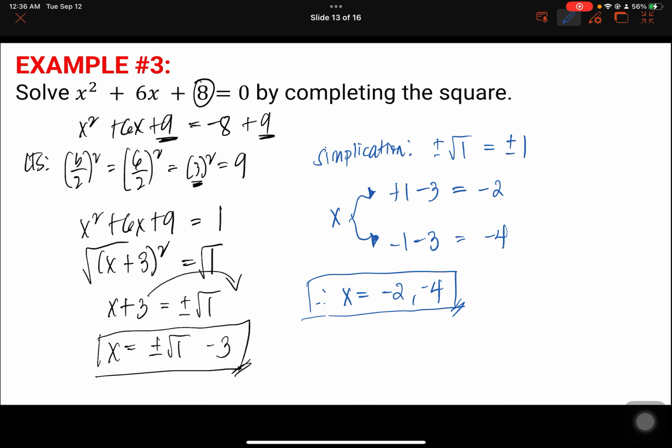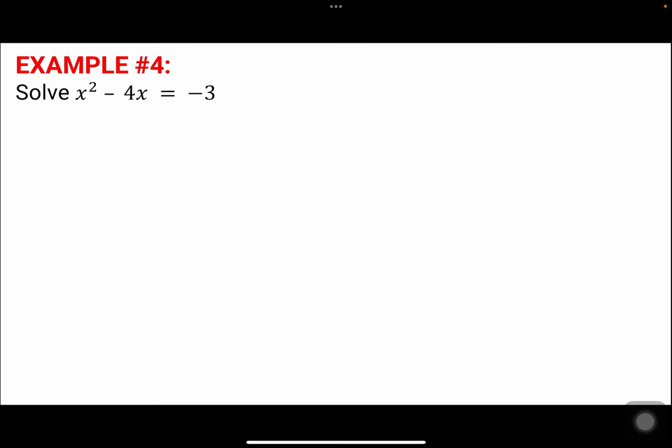Okay? So, next example, let's have x squared minus 4x is equal to negative 3. So, kung makikita nyo, wala naman pong value yung coefficient yung nasa x squared natin. So, we can proceed on our completing the square. So, completing the square, what is b over 2 squared? So, ang b natin ay negative 4 over 2 squared. So, negative 4 divided by 2 is negative 2. Then, squared natin is still positive 4. So, we will have x squared minus 4x plus 4 is equal to negative 3.